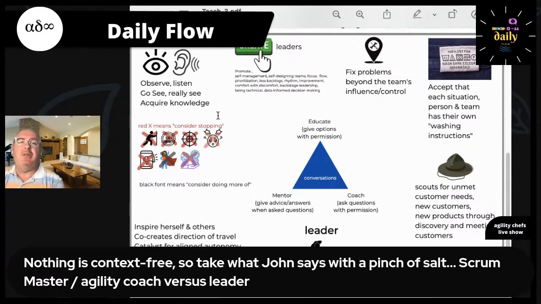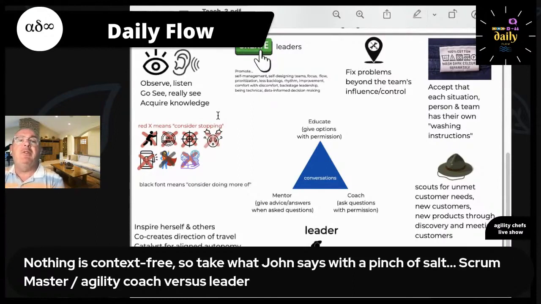And they would be promoting self-management, promoting self-designing teams, focus and flow. You can't really have flow if you don't have prioritization. So focusing on prioritization, having less backlogs, encouraging the backing up the Scrum Master when we're trying to be really rhythmic about our events and so on, promoting improvement, the opposite of complacency, and promoting people being comfortable with being uncomfortable. That maybe we don't know when we're going to deliver.